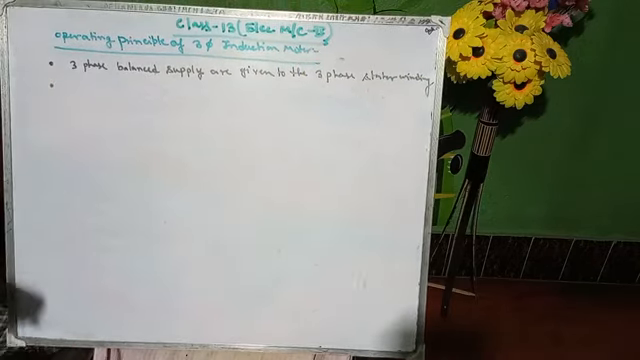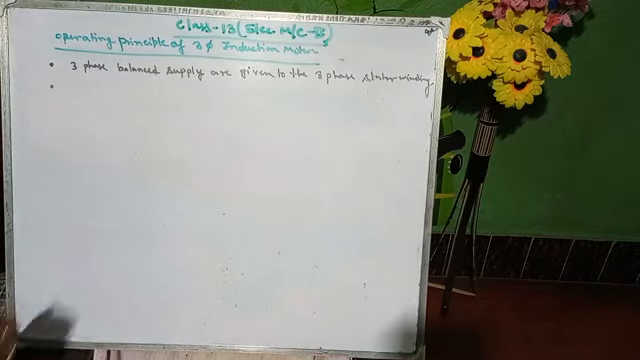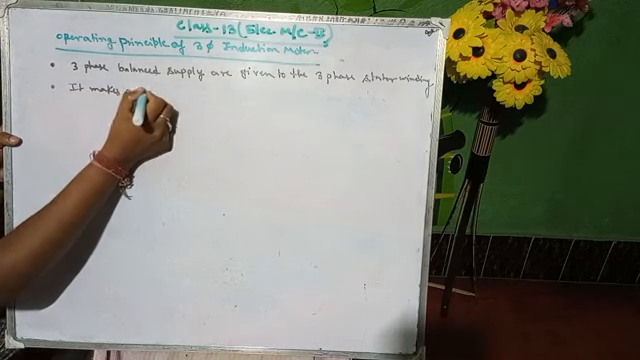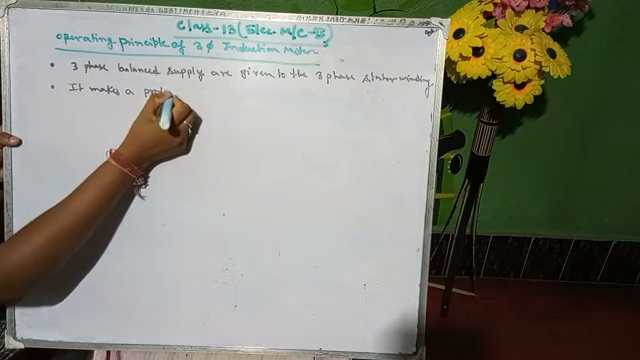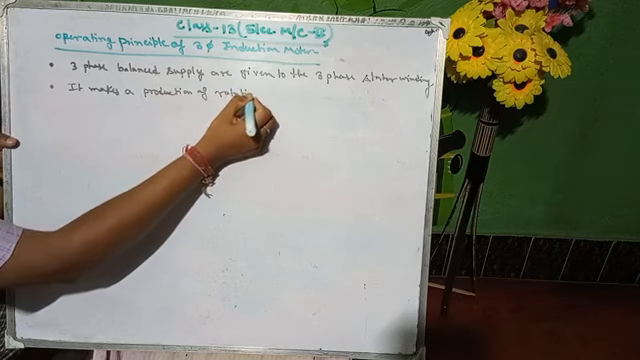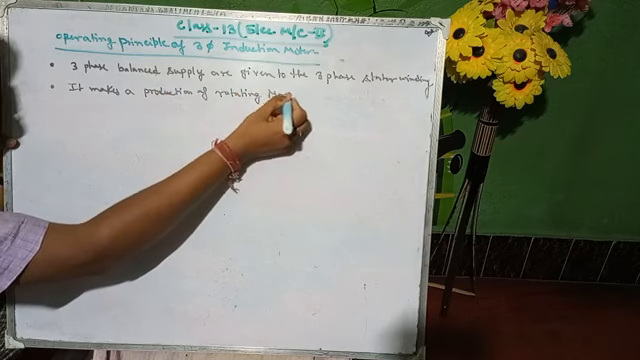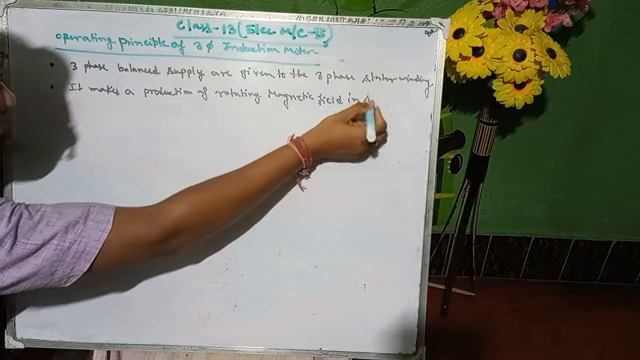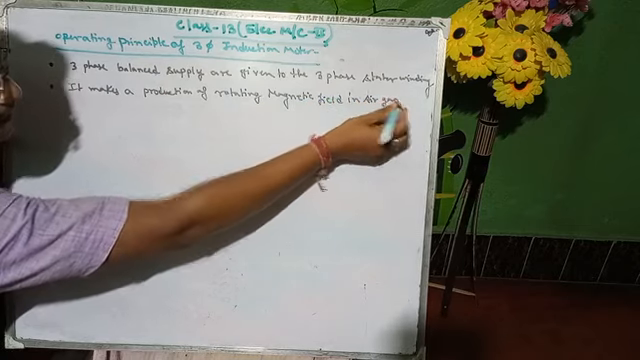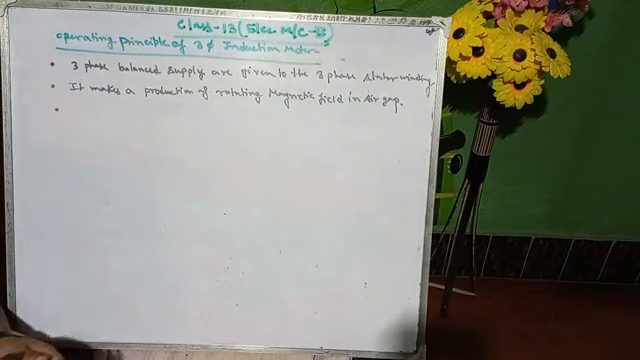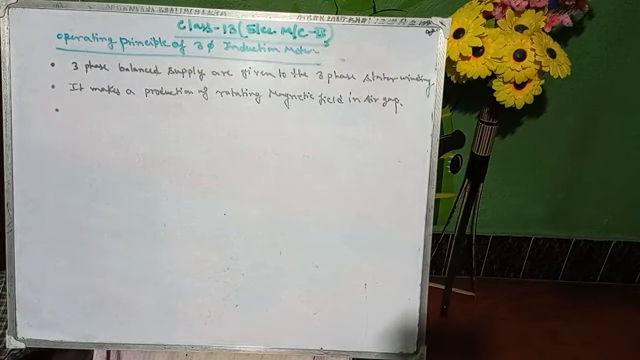Second point, it makes a production of rotating magnetic field in the air gap. So that is, three-phase balanced supply is given, and the second point is that it makes a production of rotating magnetic field in the air gap.